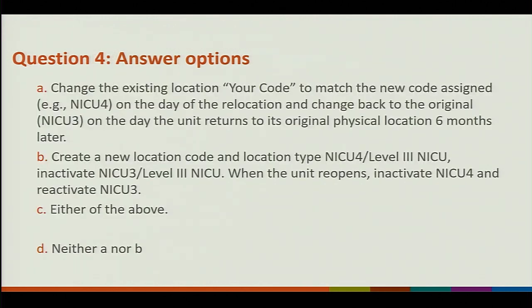Here are the answer options. The first one is change the existing location code to match the new code assigned. So an example could be changing it from NICU 3 to NICU 4 on the day of the relocation and change it back to the original label, NICU 3, on the day that the unit returns to its original physical location 6 months later. Option B is create a new location code and location type, NICU 4, level 3 NICU, and inactivate that old NICU 3 unit in NHSN temporarily. And so when that unit reopens, you can inactivate NICU 4 and reactivate NICU 3 and re-add it back to your monthly reporting plans. Option C is either of the above. Option D is neither A nor B.